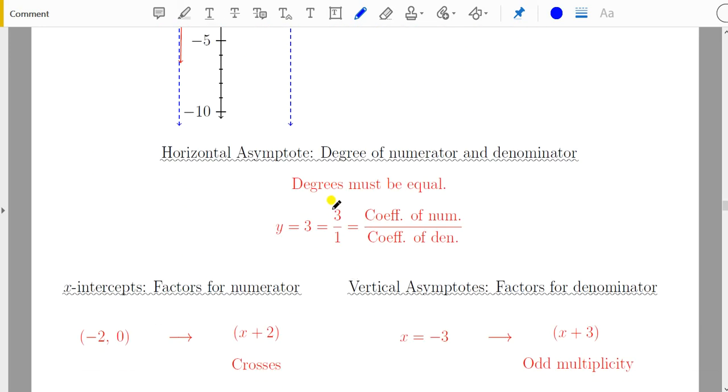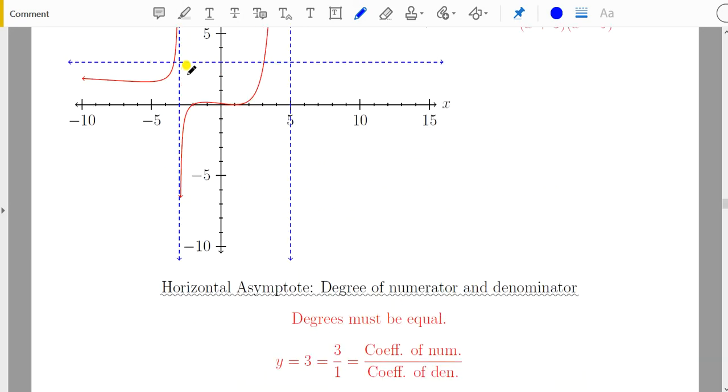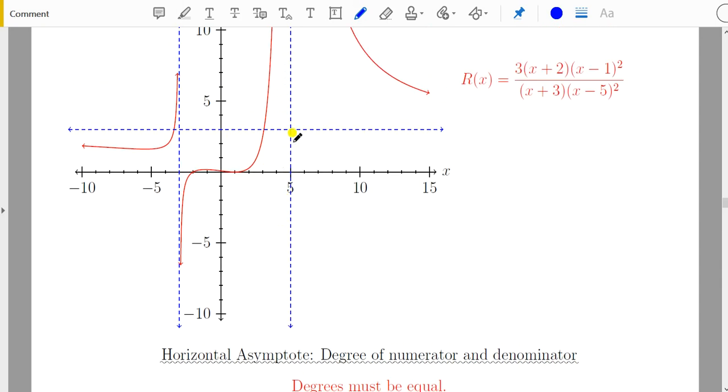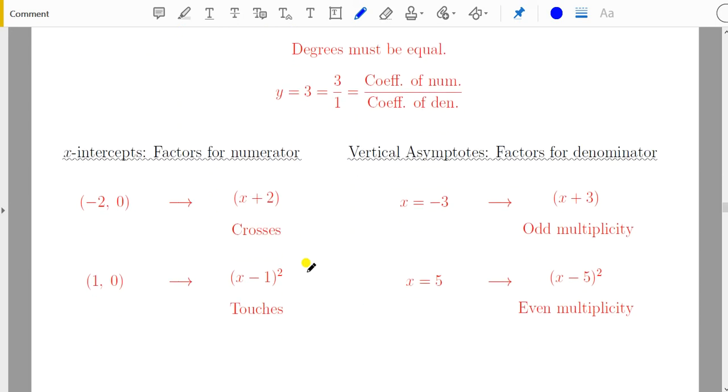So we know that the degree of the numerator and denominator has to be the same, because that is equal to the horizontal asymptote. And 3 is 3 over 1, so the coefficient of the numerator has to be 3, and the coefficient of the denominator has to be 1. So 3 over 1. This is the info we got from here. And we also know that the vertical asymptotes have to be at 5 and -3. Right? So 5 and -3, vertical asymptotes.